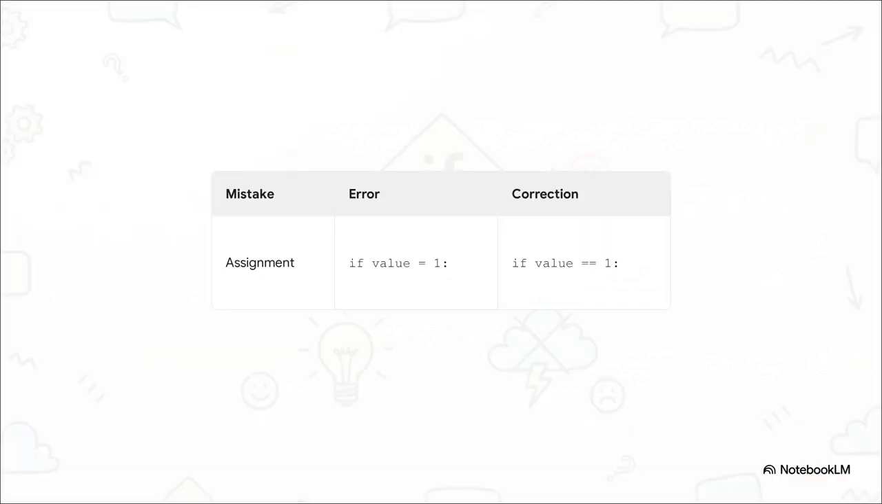Mistake number 1, and this is the absolute classic: using a single equals sign instead of a double equals. Remember, a single equals is for assigning a value. It means put this thing in this box. A double equals is for comparing. It asks, are these two things the same? If you mix them up in an if statement, you're going to have a bad time.